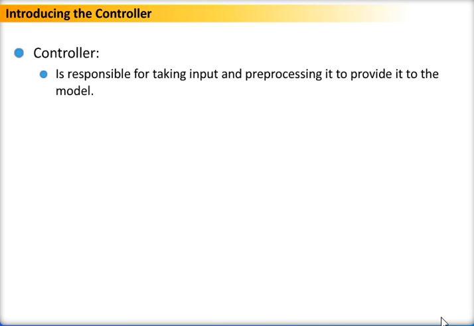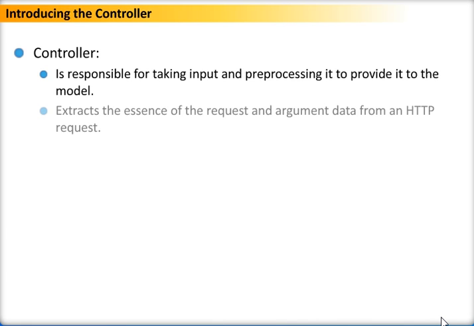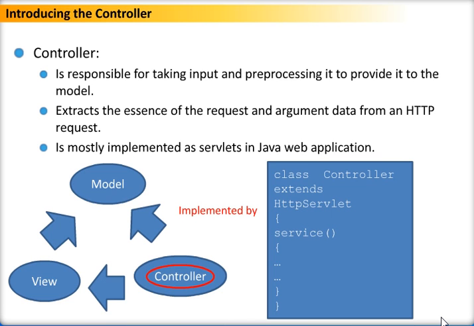The controller is responsible for taking the input and pre-processing it, so that it can be provided to the model. In a web-based system, the controller extracts the essence of the request and argument data from the HTTP request. It is mostly implemented using servlets in Java.